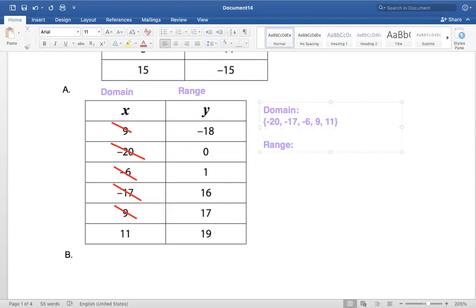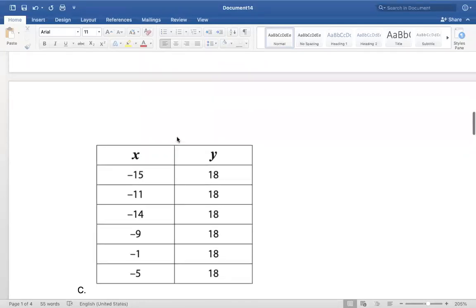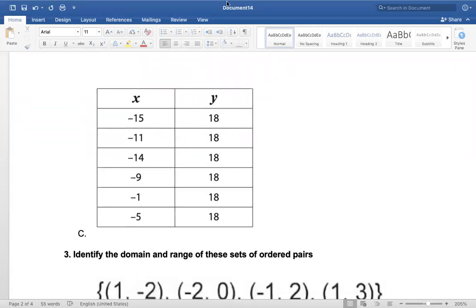My range, start with -18. That's the only negative number there. And then it just grows from there. -18, 0, 1, 16, 17, 19. Smallest to biggest, no repeats. Let's go ahead and scroll on down. Hopefully we're getting used to this.